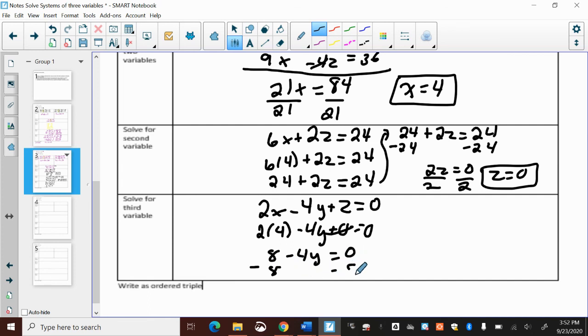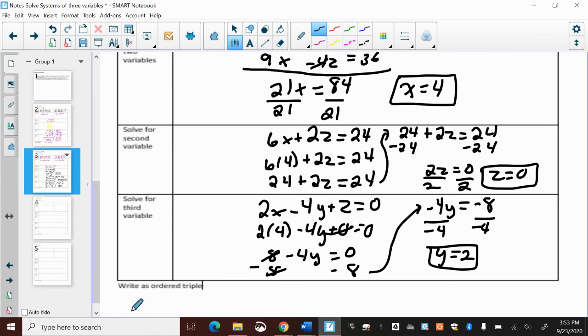Subtracting 8 from both sides. We continue right up here. These guys will cancel. Don't lose that minus. Minus 4y is equal to negative 8. Divide through by negative 4. And we get y is equal to a positive 2. And then finally writing our answer in XYZ form with the parentheses. It's going to be 4, 2, 0.